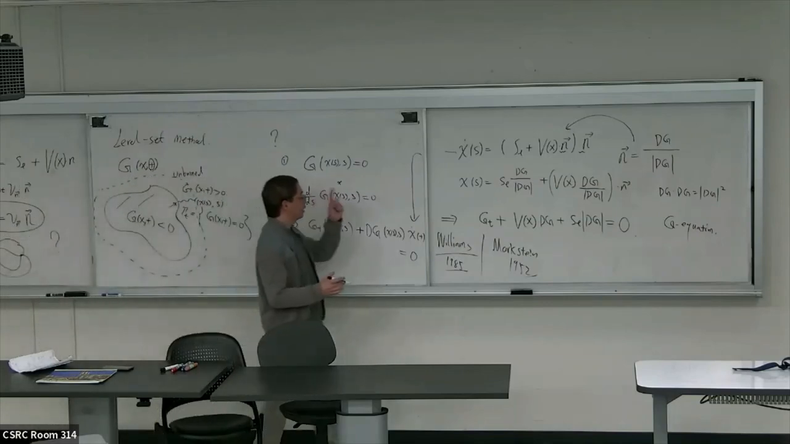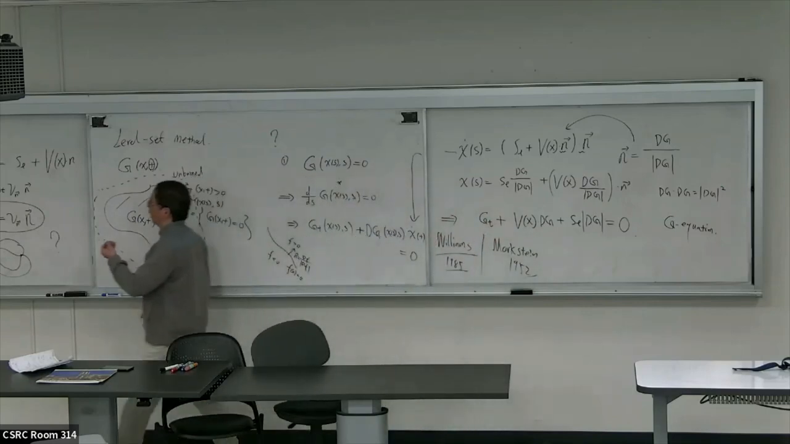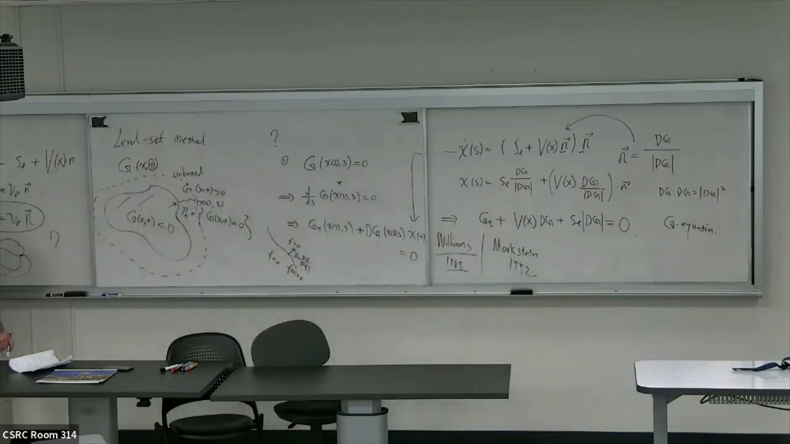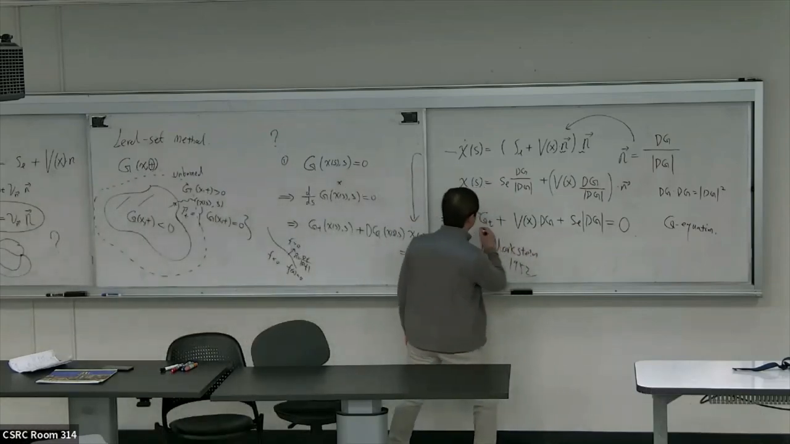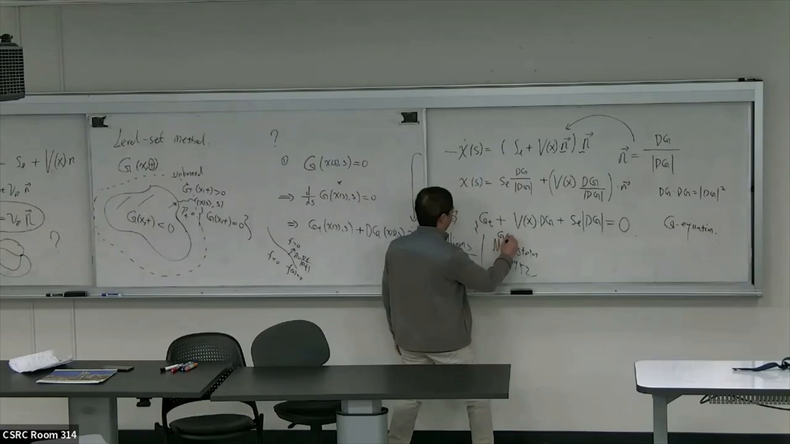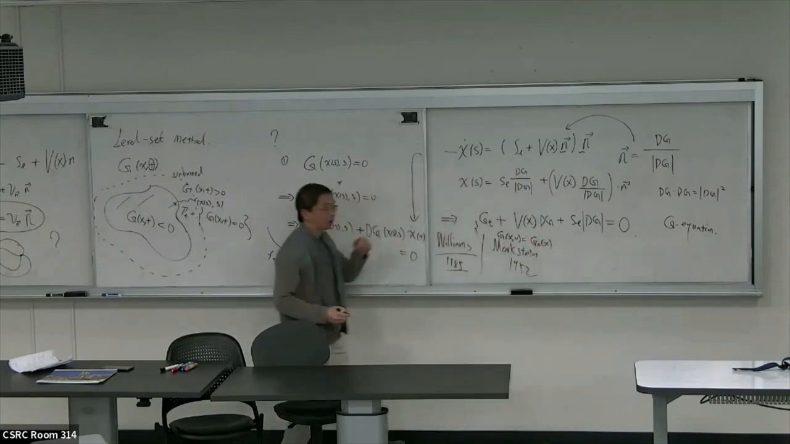So the point is, in theory, okay, you got an equation. And suppose I know the initial flame front, right? So I have the initial flame front, which says G0(x), and then just go ahead and solve the PDE, right?